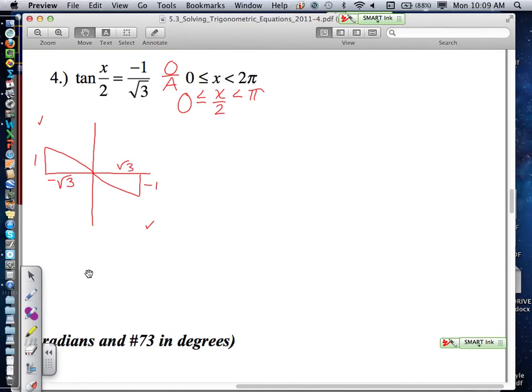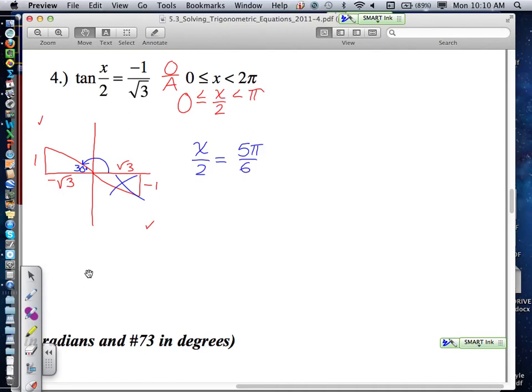But notice, we're only supposed to be looking at triangles from 0 to pi. So we don't even have to worry about this quadrant here, because 0 to pi is just this range right here, and it gives us that angle. Okay? The reference angle this time is 30 degrees. So x over 2 is going to be equal to 150 degrees, or in terms of pi, that's 5 pi over 6.